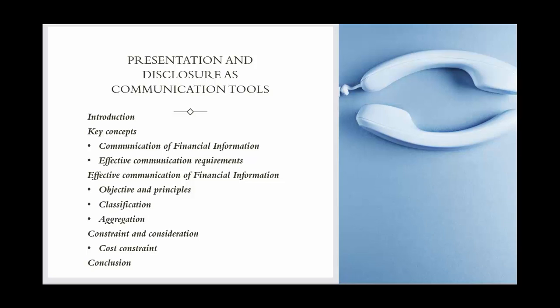Classification. This involves sorting financial data based on shared characteristics, such as the nature of items, their function within business activities, or measurement methods. Proper classification helps in grouping similar items and separating dissimilar ones to avoid confusion. Aggregation. It is about summarizing financial data to prevent it from being lost in excessive detail or overly aggregated. Finding the right balance ensures that important information is neither hidden nor overly simplified.